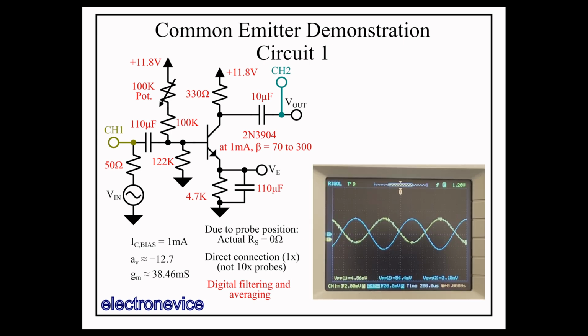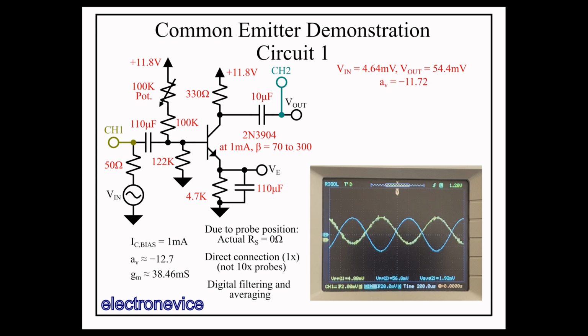So we see that the input voltage on channel 1 here in yellow is around 4.64 millivolts, and channel 2 in blue is about 54.4 millivolts, a gain of about 11.72, which is close to our expected gain of about 12.7.